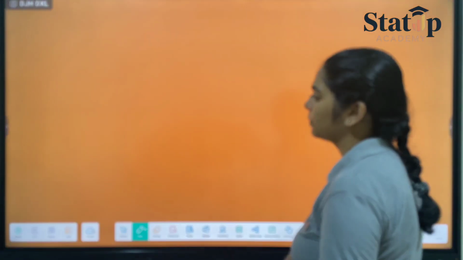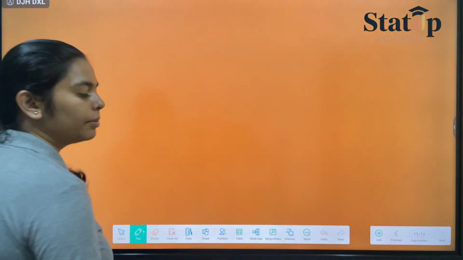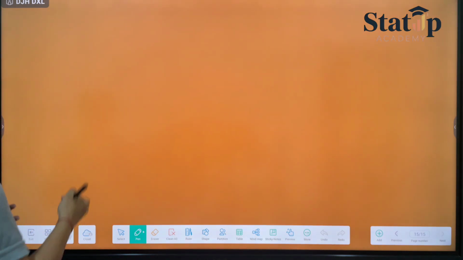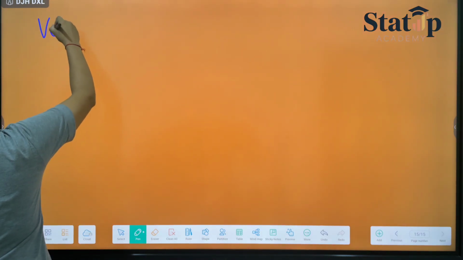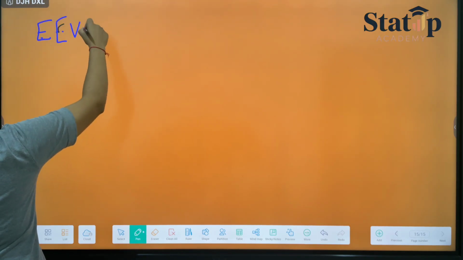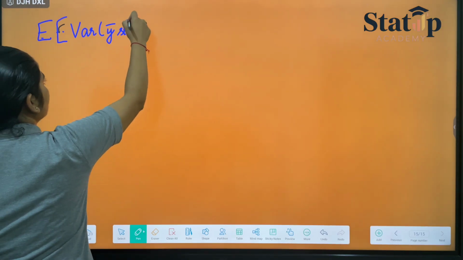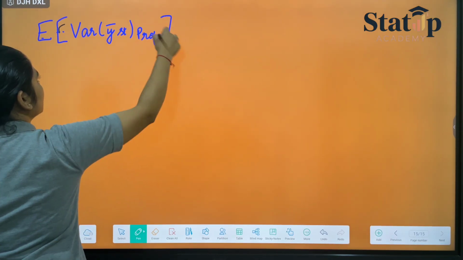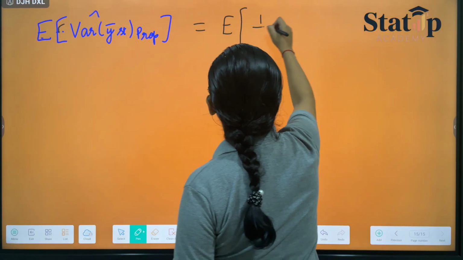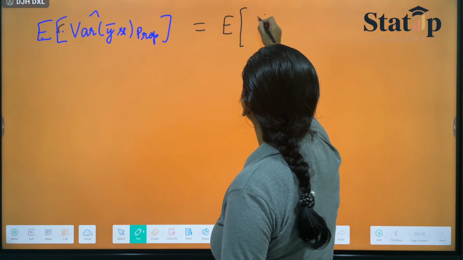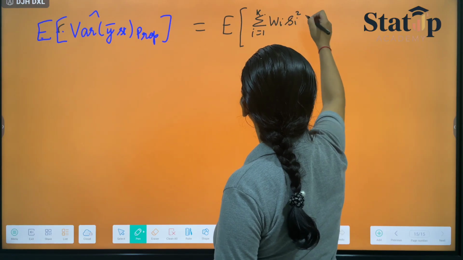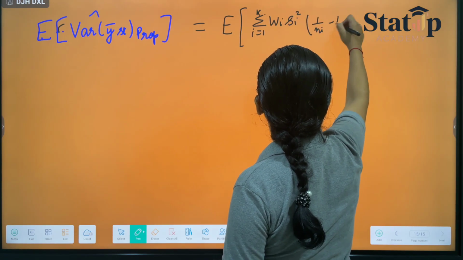Now moving on further to the estimation. What is the unbiased estimation of variance of y bar st for proportional allocation, optimum allocation, and all those? I'm doing just one. You can do the rest too. So estimation of variance of y bar st proportional allocation cap is nothing but estimation of 1 upon summation i goes from 1 to k wi si square (1 upon ni minus 1 upon capital Ni).